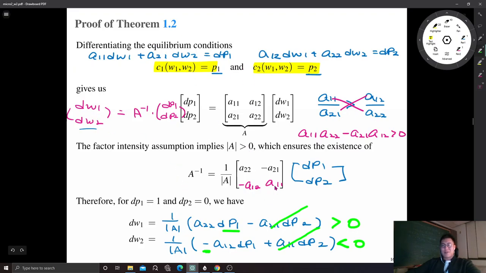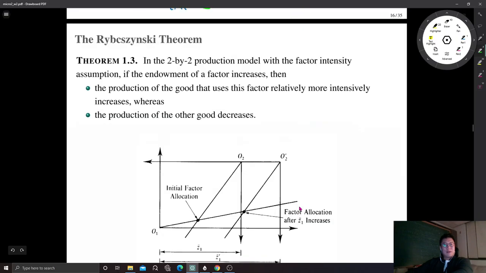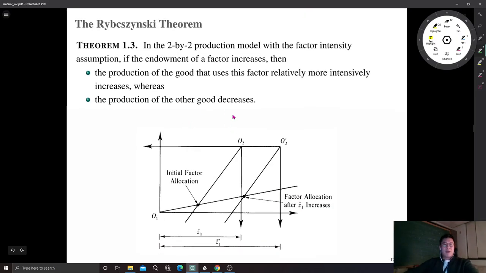I think this is not that long and very simple, and there is some interesting matrix algebra here. So I showed you the exact proof. Right? And the next theorem concerns the second exercise: if the total endowment changes, how does it affect equilibrium prices, equilibrium factor allocation, and the quantity produced?